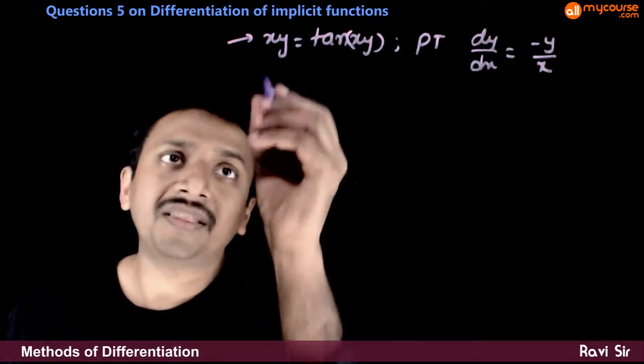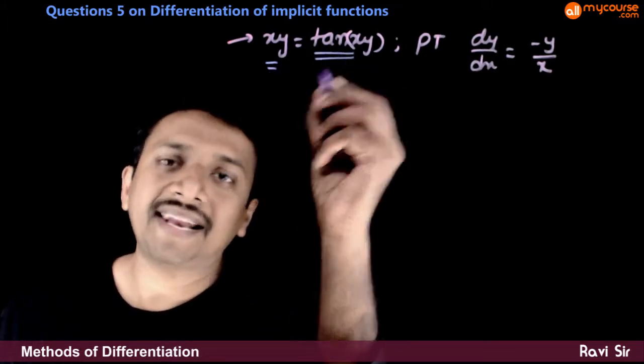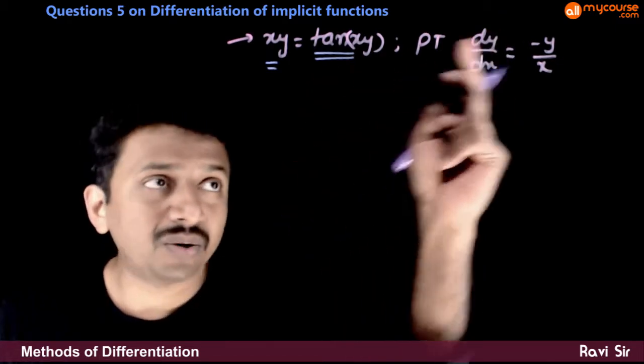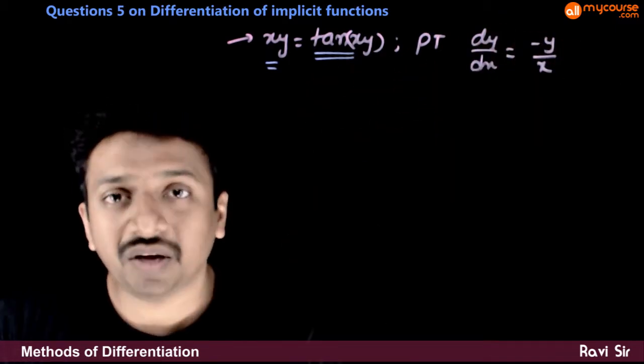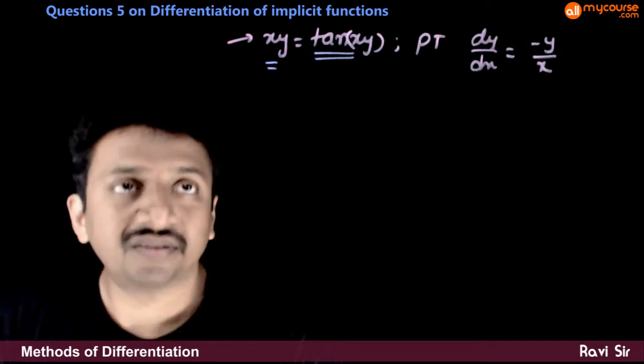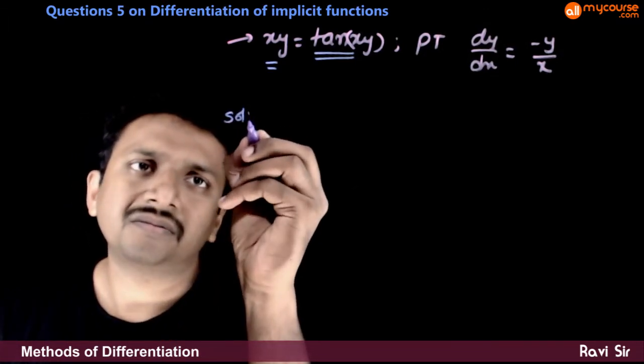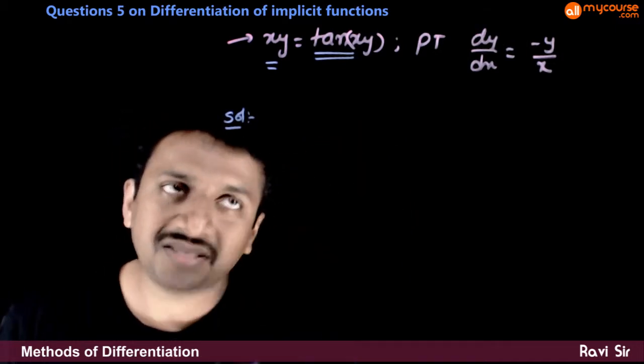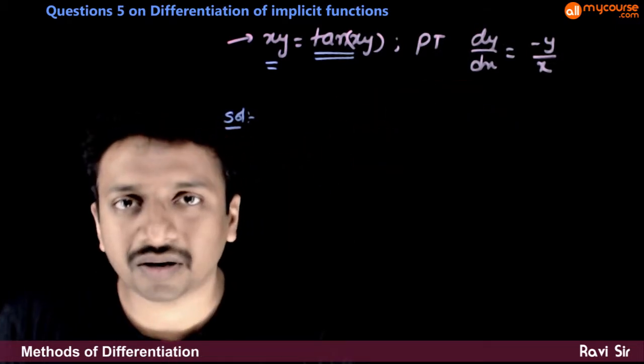In this question, you're given that xy is equal to tan xy. You're asked to prove that if this is so, dy by dx has to be equal to minus of y by x. So let us do the direct differentiation and see whether you can prove this result or not.